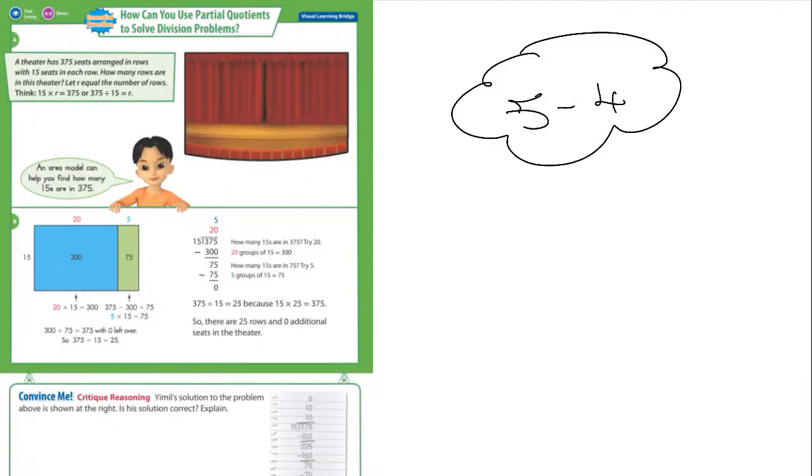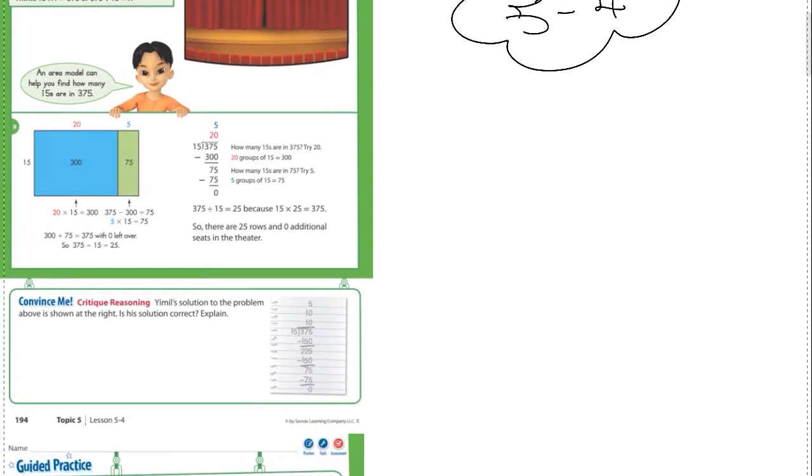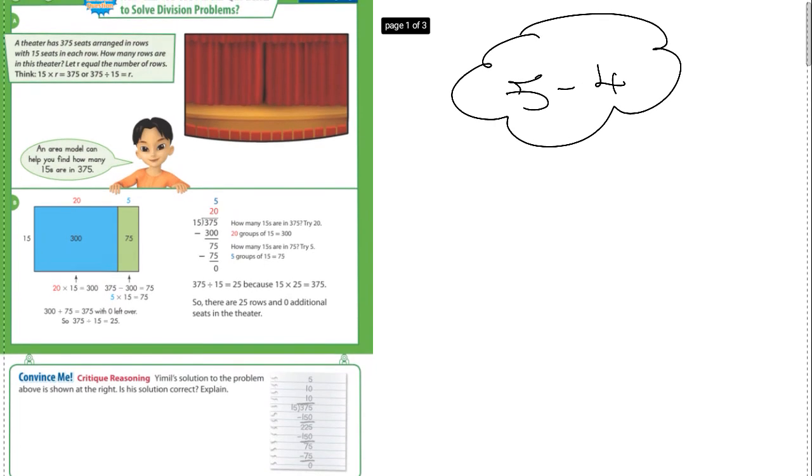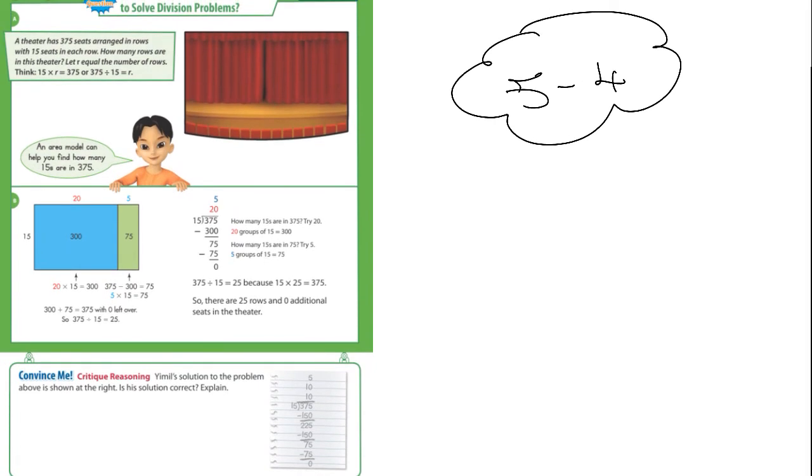You're reporting. Okay, 5-4. So we've just spent about an hour doing simple division. And so this is 5-4. This is a good example right here that you guys could take a look at. It's 15 into 375.